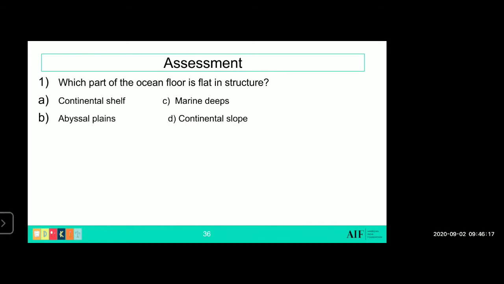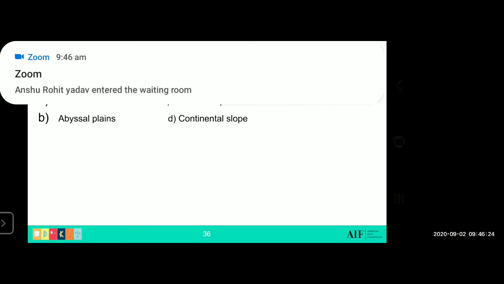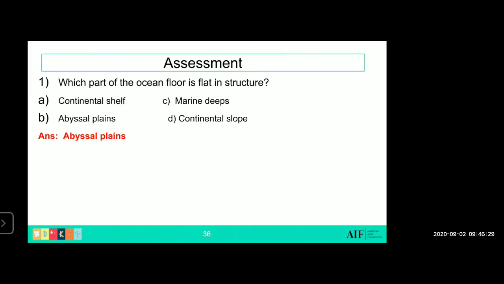Can someone answer me? Continental slope. Teacher, can I? Yes. Abyssal plain. That's great. Very good. So the answer is abyssal plain. The flat portion on the ocean floor is called the abyssal plain.